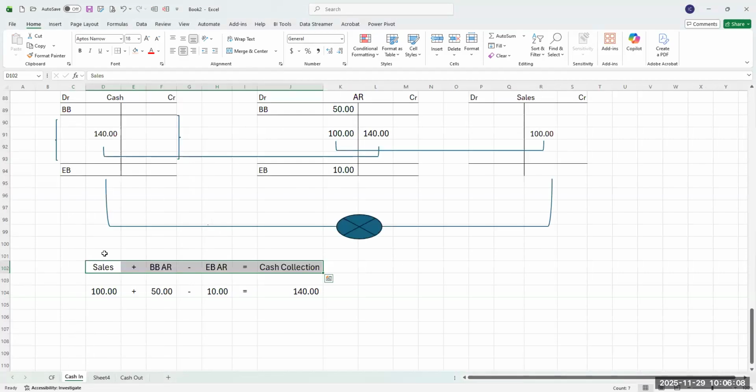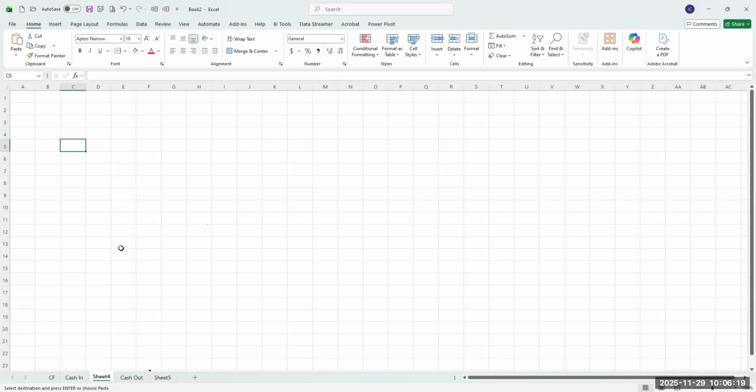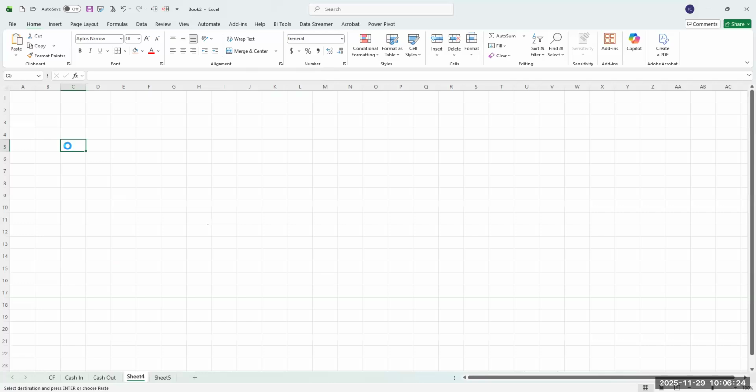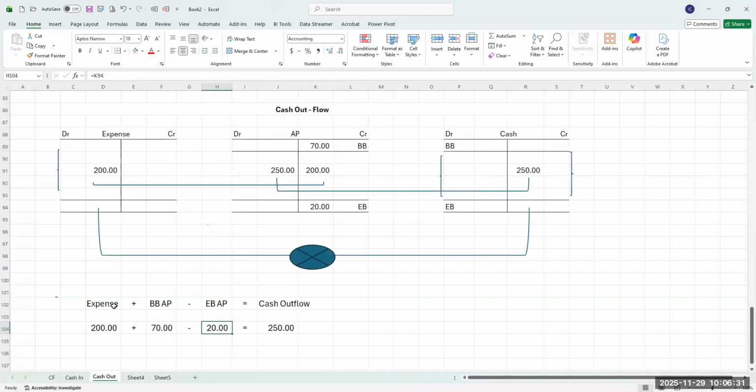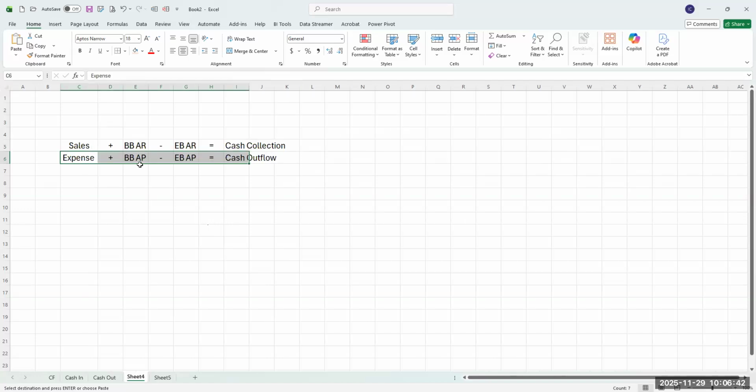Let me bring this formula. Here, this one. I fix it here, and then I forget it. Control C, Control V. Then, that's for my sales. Then I have my expenses. And for my expenses, I have accounts payable, cash out, correct?